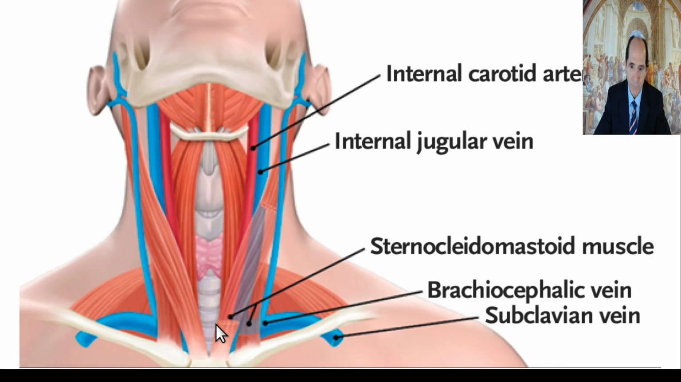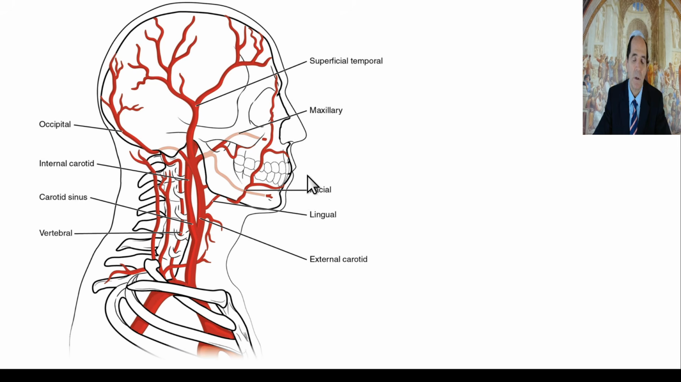This vein right here is called brachiocephalic because it drains blood from the arm, brachial, and from the brain, cephalic. This vein is located beneath the clavicle, so it's called subclavian, sub meaning beneath, clavian for clavicle. So most of these names actually make a lot of sense.